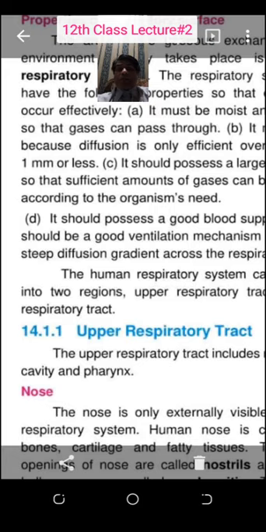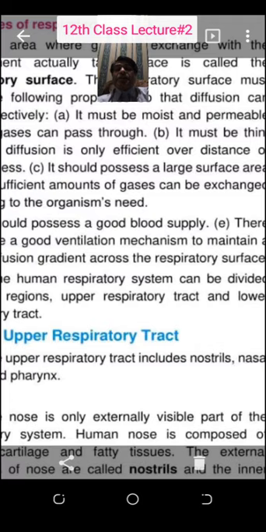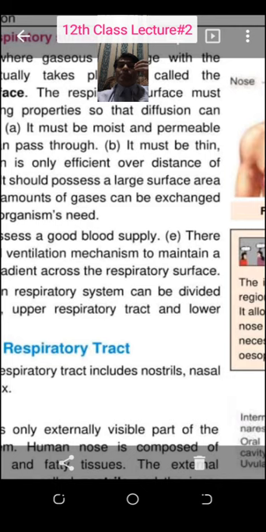So richly supplied means that blood capillaries are many and many in the alveoli. The alveoli surface and the capillary surface are just closer. This is a capillary, and this is a round-shaped cell. These surfaces are touching each other.